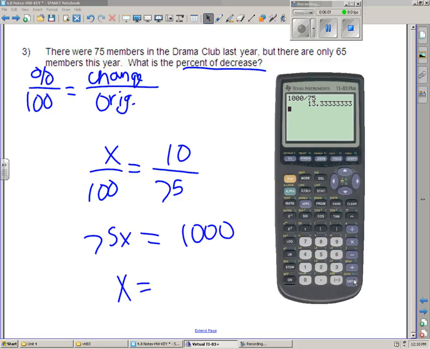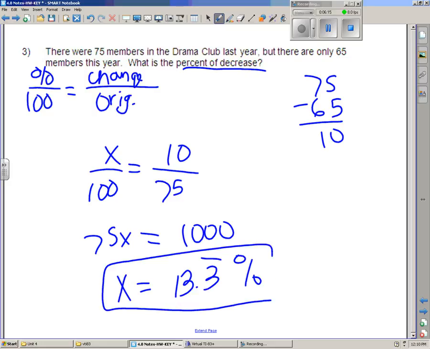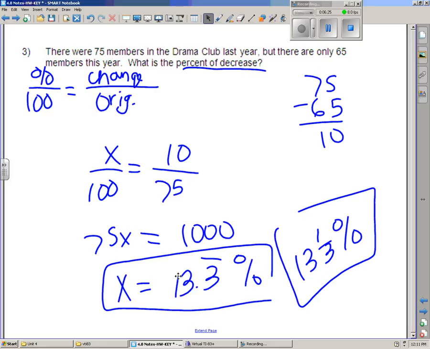I'm fine with it keeping it as a decimal or changing it into a fraction. It doesn't really matter. But if you're going to keep the decimal, sorry about that, if you're going to keep the decimal, it's going to be 13.3 repeating percent. So the change in membership was 13 1/3%. You could actually even write that if you realize that 0.3 repeating is 1/3. I'll take either.